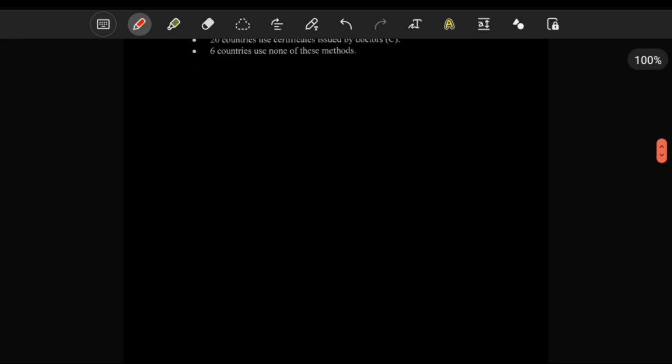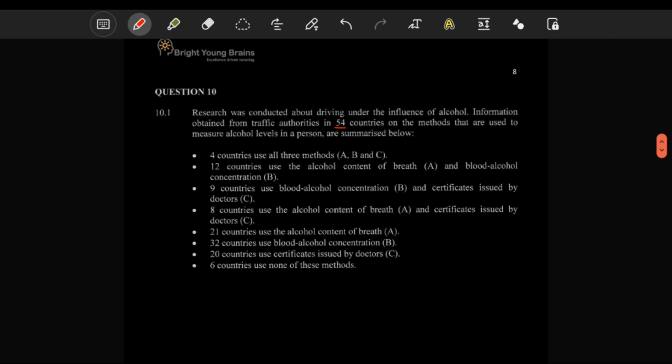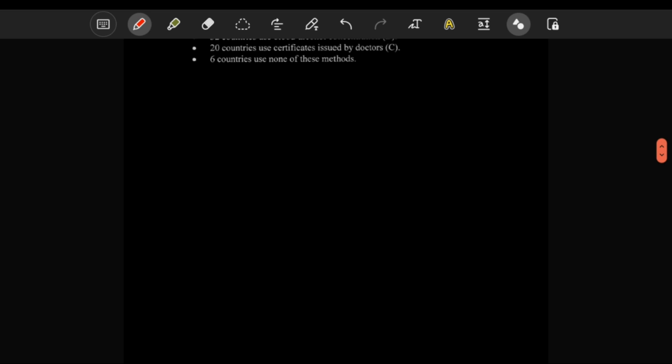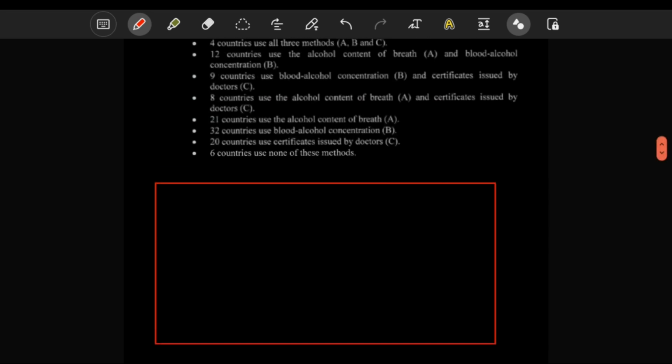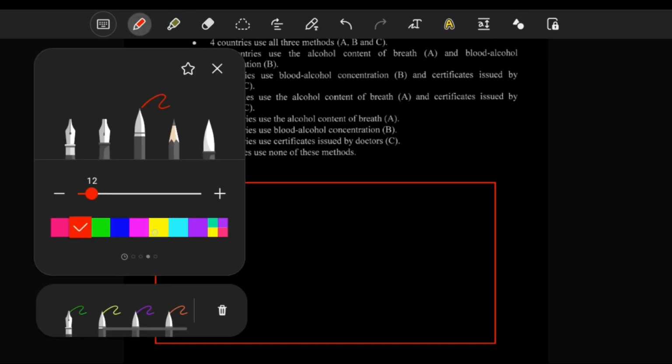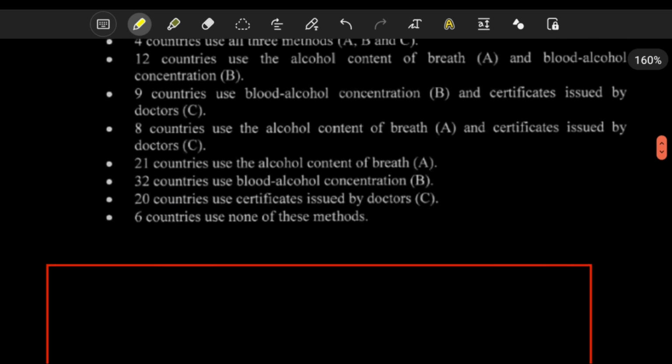I mean, just the way this is aligned, we can already see we're going to draw a Venn diagram here. Might as well draw the box first. Let's draw the block first. Came out so well. So here we have a sample space of 54 countries.